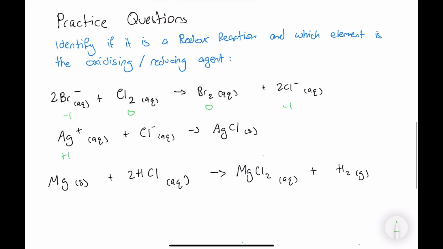So silver here is +1, chlorine is -1, and in the periodic table, chlorine valency is -1. So that means the silver has to be +1 as it's a neutral compound. There is no change in the oxidation state, so this is not a redox reaction.